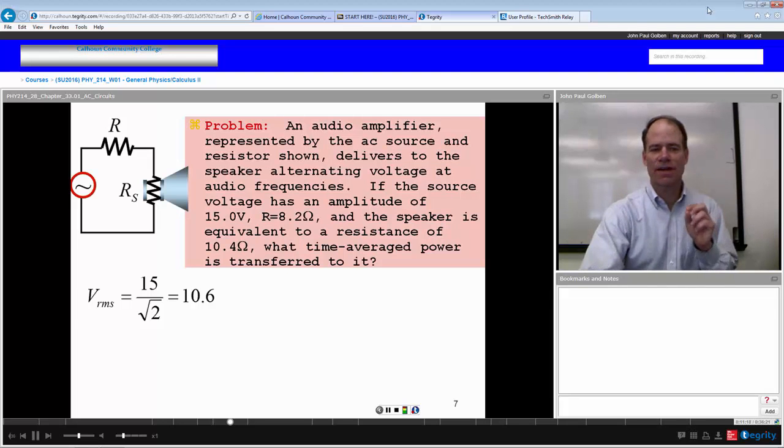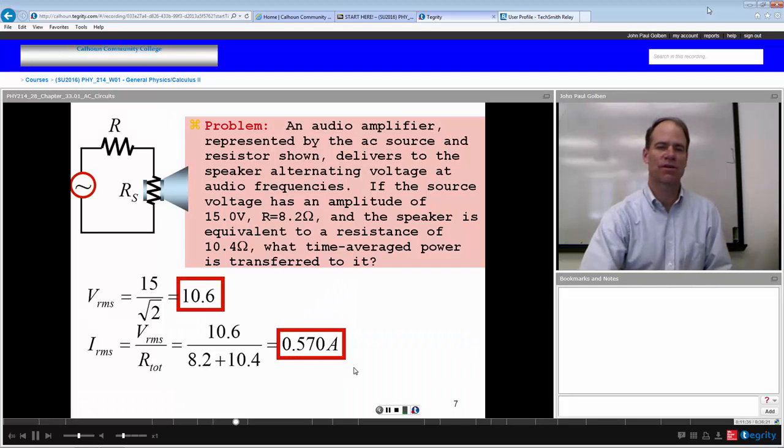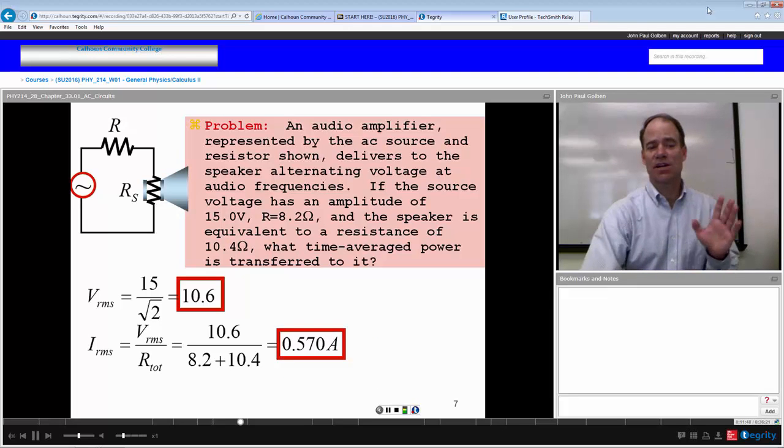Now, if we divide the RMS voltage by the total resistance of the circuit, which will be 8.2 plus 10.4 ohms, we have 10.6 volts over 18.6 ohms, which gives us an RMS current of 0.570 amps. And oftentimes you'll also write RMS below the amps, just to indicate that you are indeed looking at a root mean square current. So that is our current in the circuit.